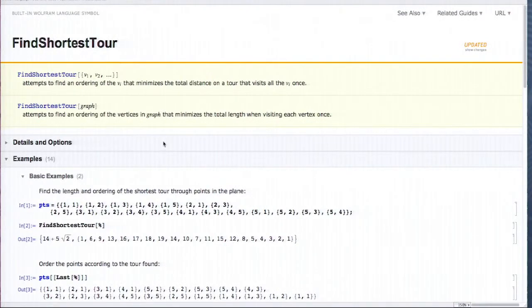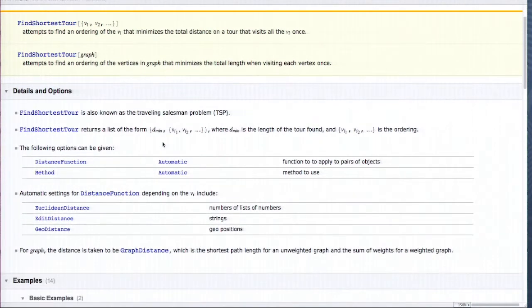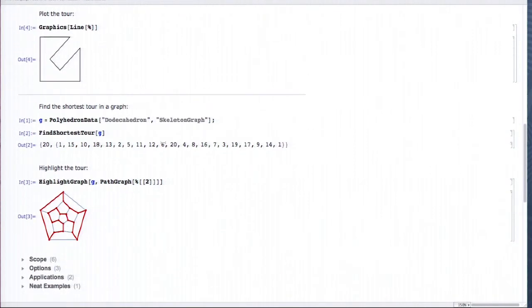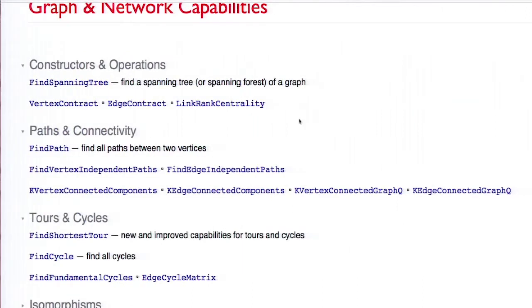But what's special in this version is that it works on graphs, it works on geopositions, and it works on strings as before, but it's faster and more efficient. And I will show some examples.